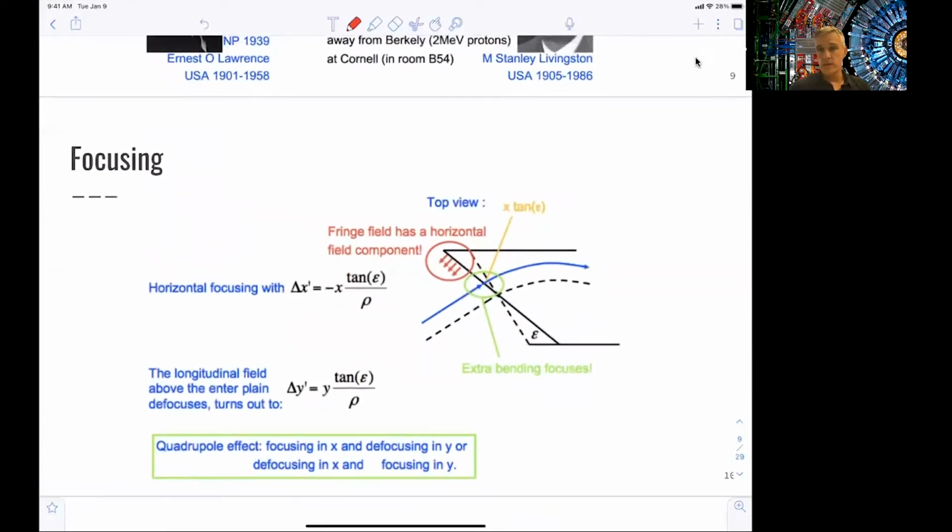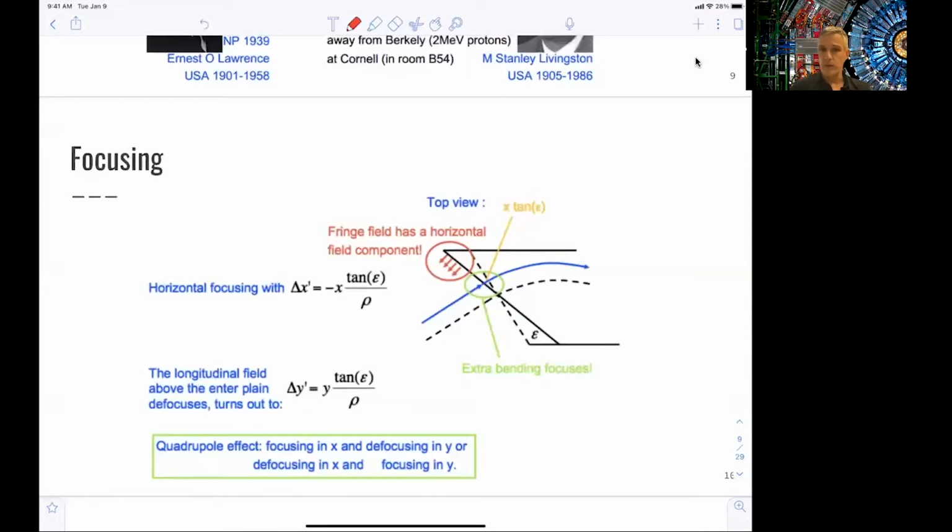Focusing here is important. You don't want to just inject particles and then they spray all over the place. And in accelerators, physics and having the right optics for the particle is a key part of the work needed here. There's a number of techniques. I don't want to go into too much detail, but what you typically see is if you compress the beam in one direction, it decompresses in the other direction.